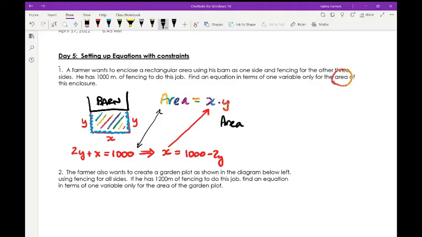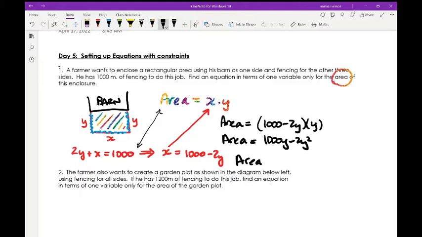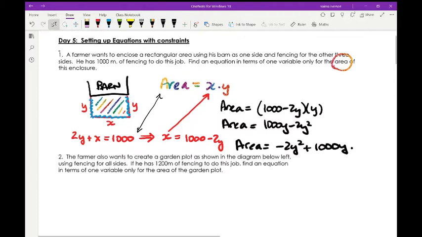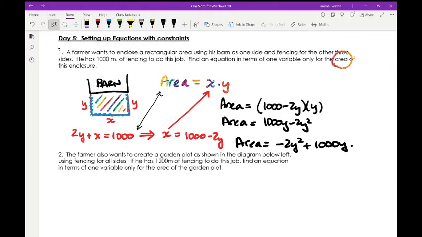So now I have area is equal to x, which is 1,000 minus 2y, times y. And you always want to expand that equation. So you're going to get 1,000y minus 2y squared. And don't forget about proper order. So we're going to get negative 2y squared plus 1,000y. And this skill of taking the information and putting it in terms of one variable is going to be really, really important for this week of classes.